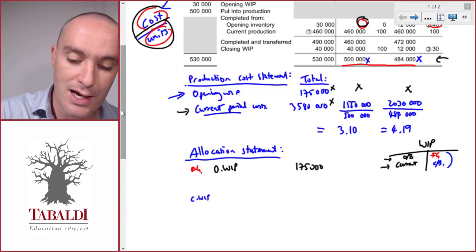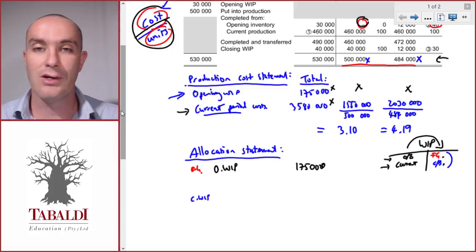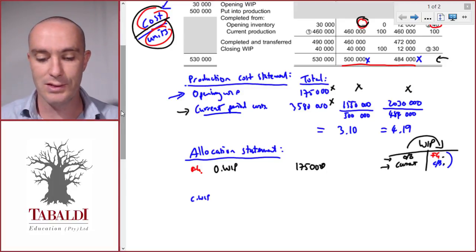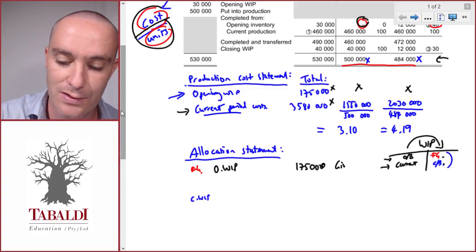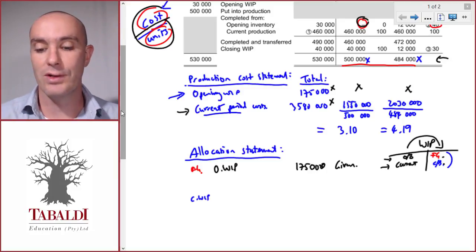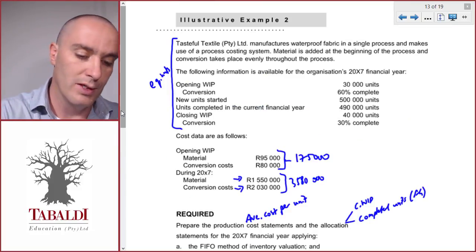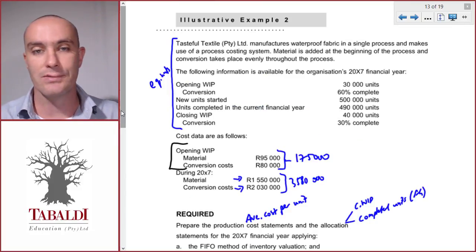If we don't add it now in the allocation statement, it's not going to be added to our finished goods and to our closing balance of work in process. So we just simply add the cost that was given. For first in, first out, you always have to remember to add the opening work in process. And the cost of that has to be given somewhere in the question.